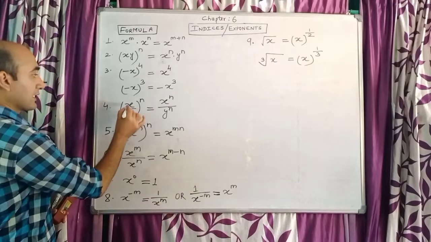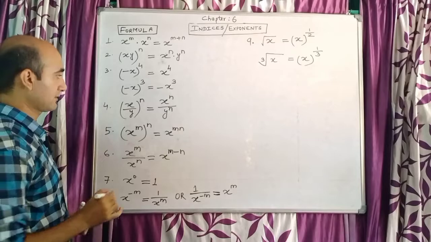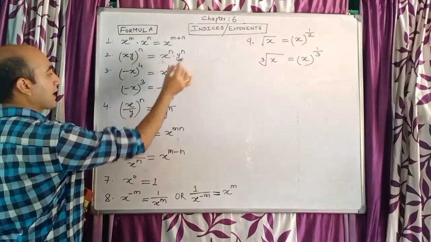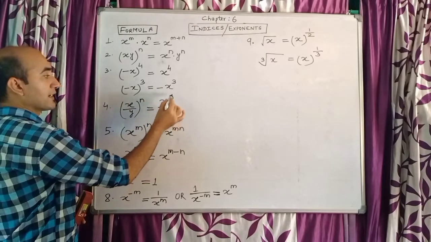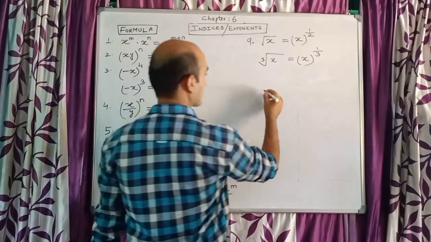Next, a fractional number, x by y to the power n. Then this power, the way here both the variables got the power, here also both the variables will get the power. The result will be x to the power n over y to the power n, just like this.